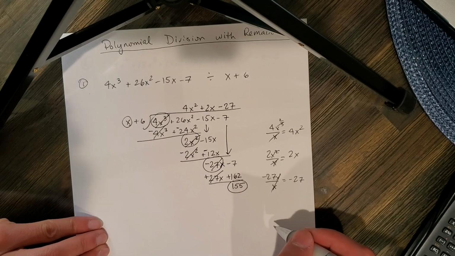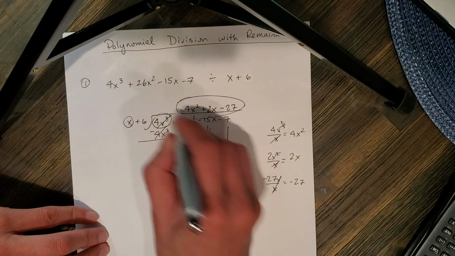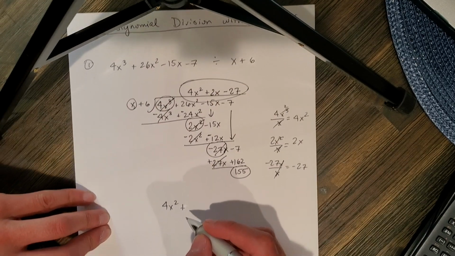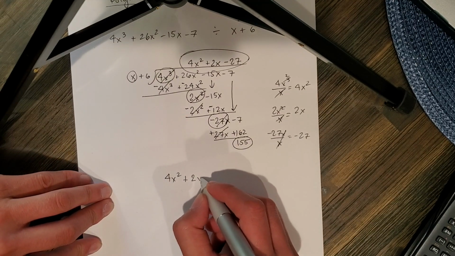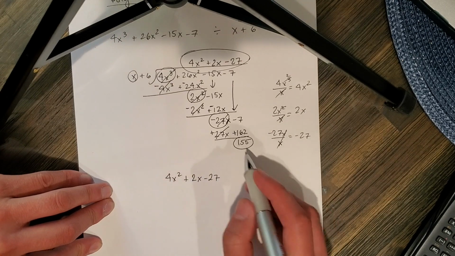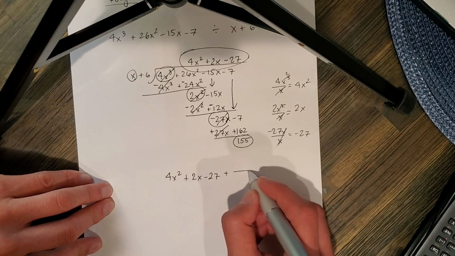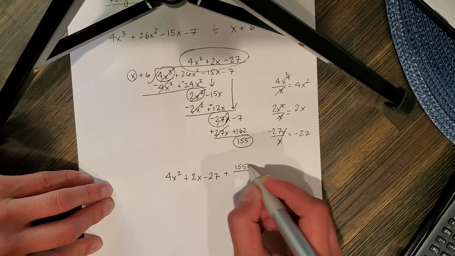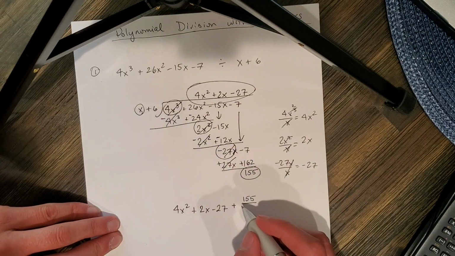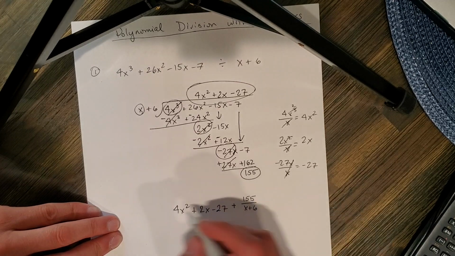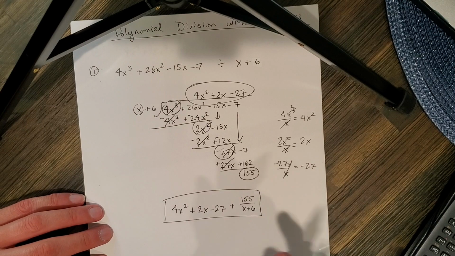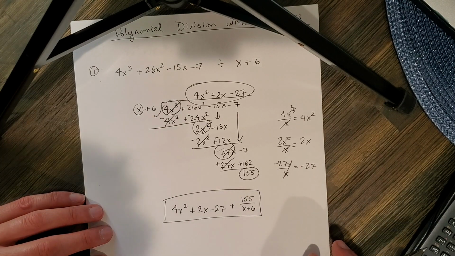So how do I write my answer? Okay, well, we go ahead and take this. We write it 4x squared plus 2x minus 27. And then we're going to write plus, and then we're going to write our remainder as a fraction. So it'll be 155 over x plus 6. And that's my result. Okay? So that would be my final answer.